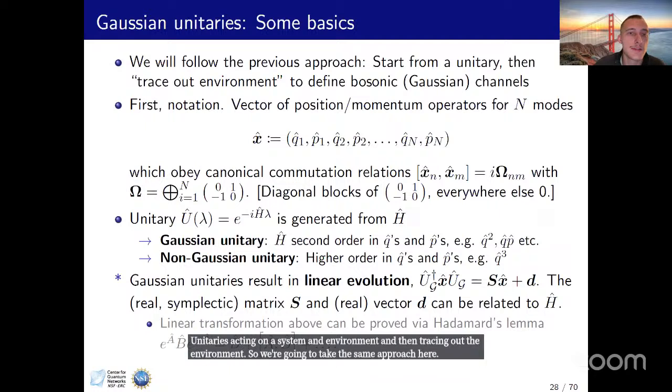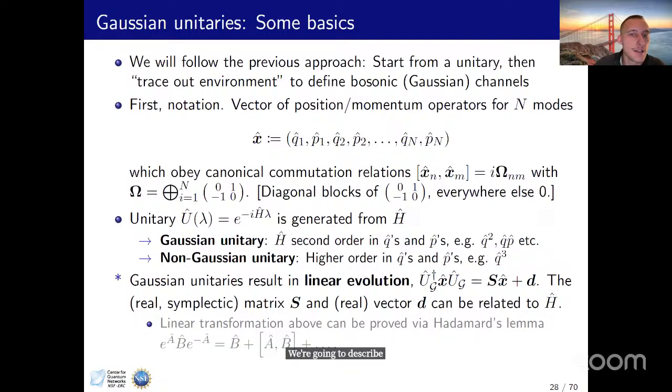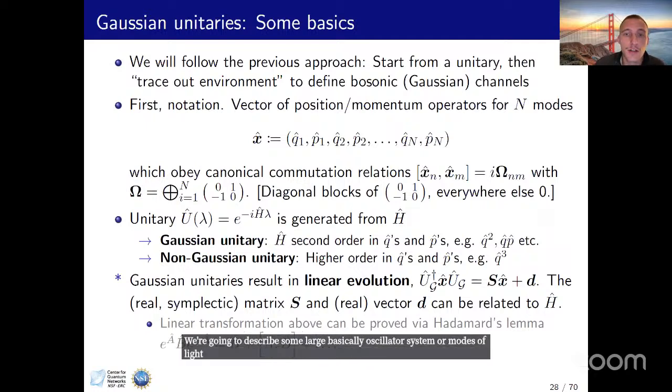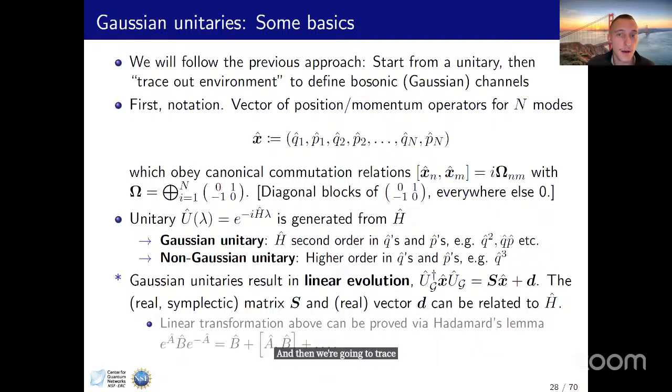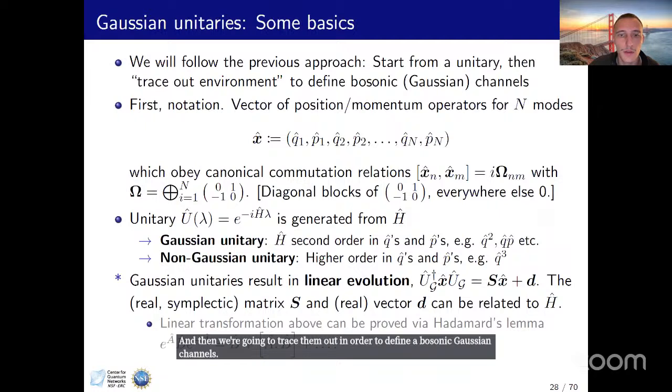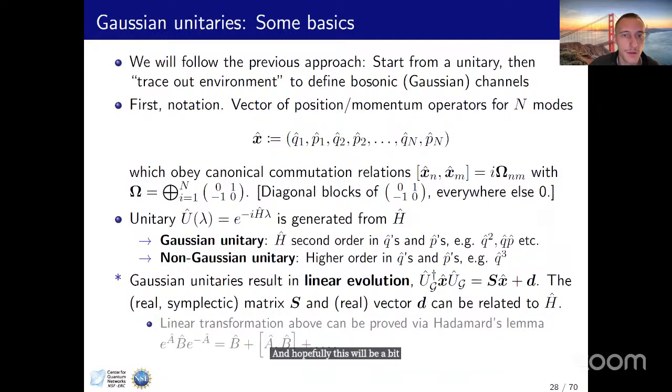We're going to describe some large oscillator system or modes of light. Then we're going to talk about Gaussian unitaries acting on these modes, and then we're going to trace them out in order to define bosonic Gaussian channels. Okay, and hopefully this will be a bit clearer as we move along.